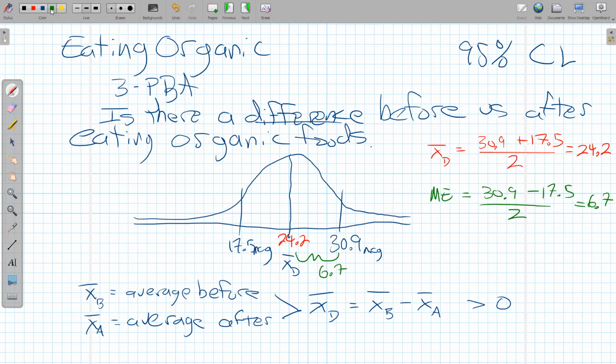And we have a 95% confidence interval. We believe that the average difference before versus after of the amount of 3-PBA in someone's system is somewhere between 17.5 micrograms and 30.9 micrograms. And so that's just the confidence interval, right? What's the average difference? The average difference is about 24.2 micrograms, plus or minus 6.7, right? So that's the estimate of the population parameter.